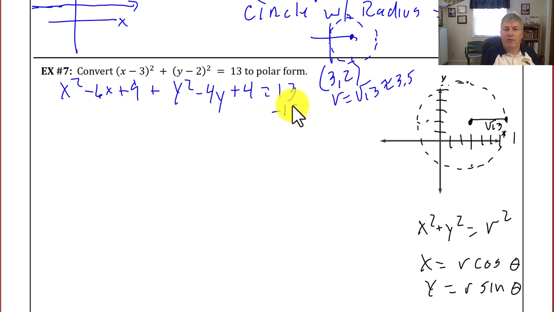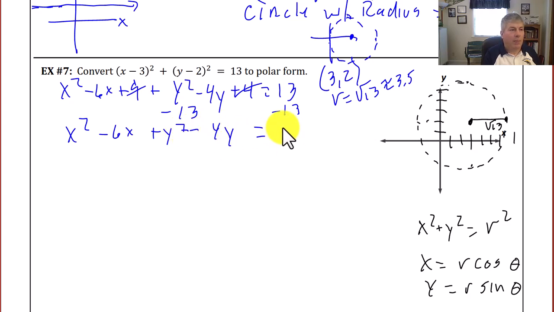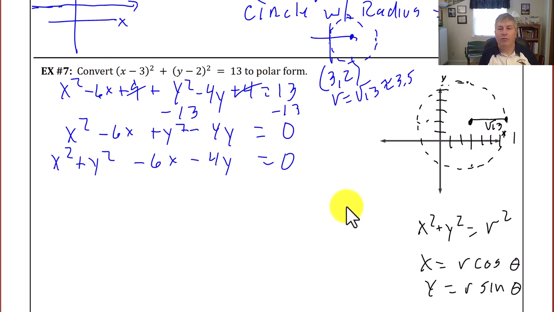I'm going to subtract 13 from both sides. So that's going to get rid of the 9 and the 4, and I get x squared minus 6x plus y squared minus 4y equals 0. I'm going to combine my x squared and y squared, so I have x squared plus y squared minus 6x minus 4y equals 0. And now I can do some converting.